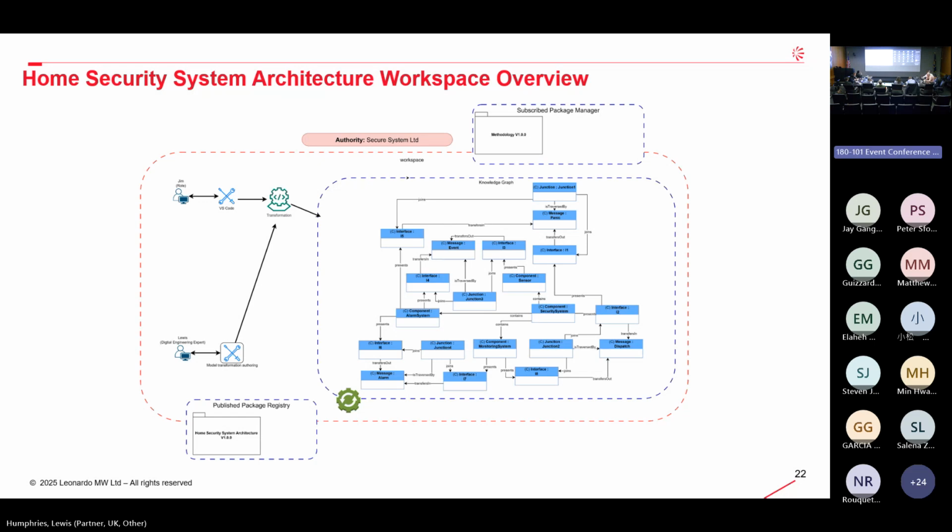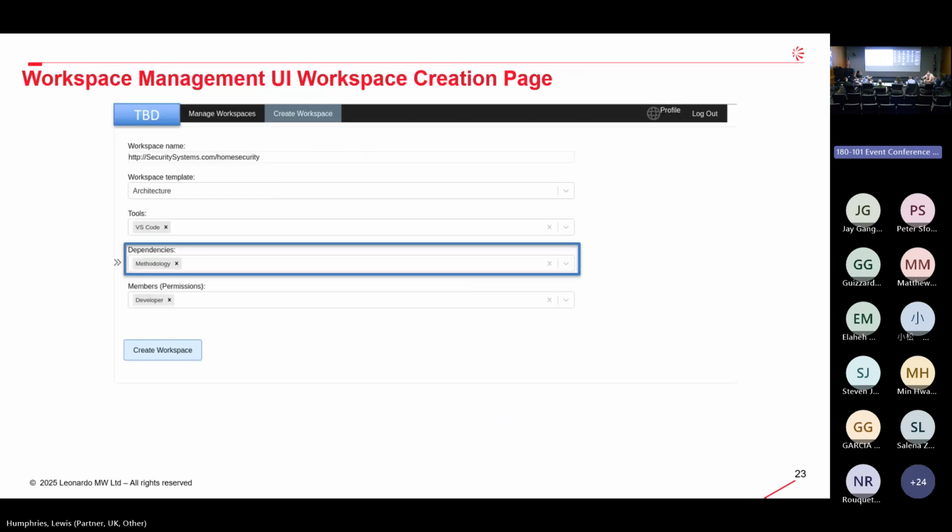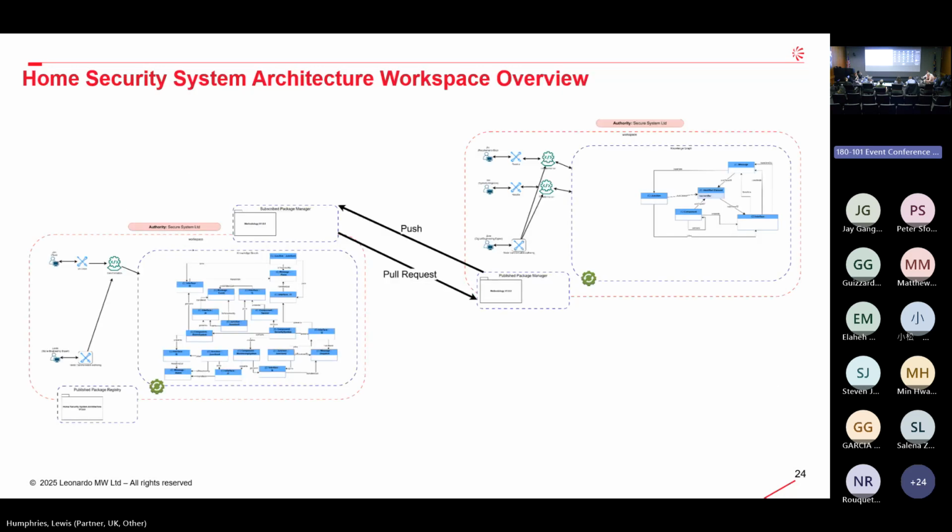And this is how it looks in practice when creating it. The main difference when actually creating it is that in the creation form, you would add the methodology as a dependency. What this does is create a link between the two workspaces. On the right-hand side, you've got the methodology workspace, and on the left-hand side, the home security system architecture workspace. And how they link is that the home security system architecture workspace sends a pull request to the methodology workspace's package registry that would then push the package to the architecture workspace, ready to be used for the development of the abstract architecture.